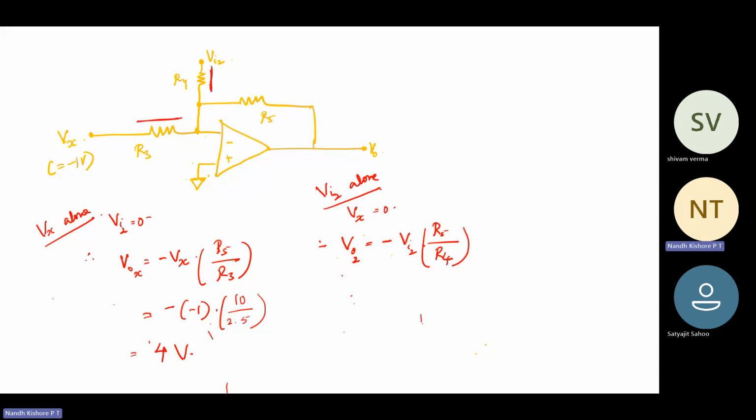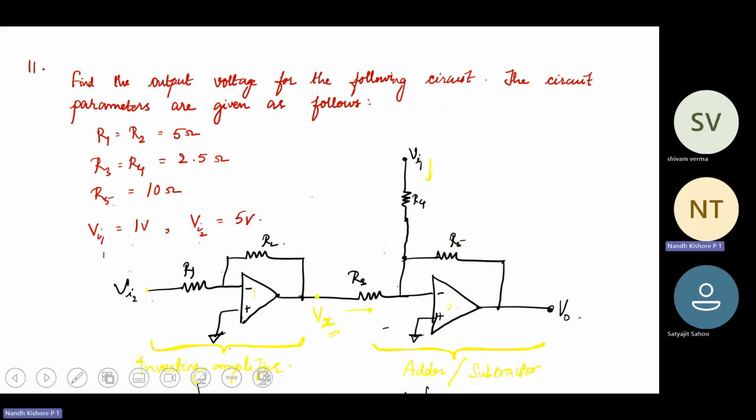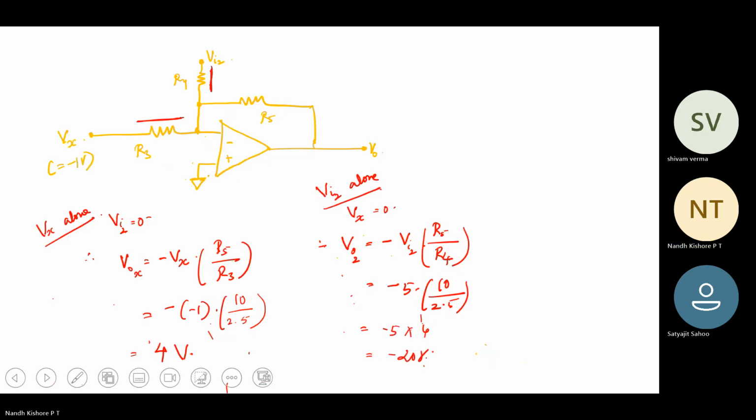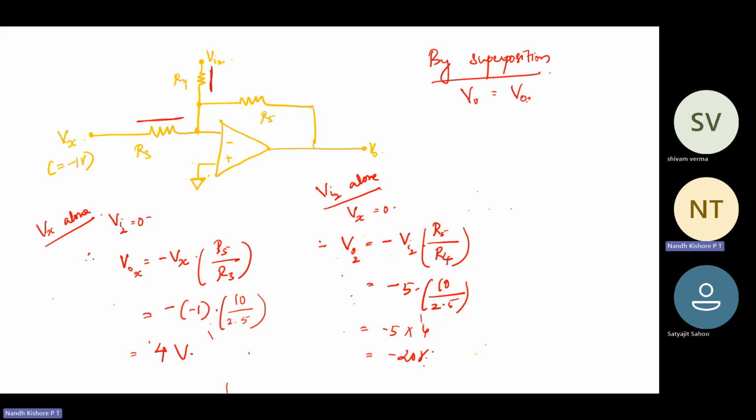From the path of Vx it is R3. So minus, and Vi2 is given as 5 volts, minus 5 into again 10 by 0.5, which would give you minus 5 into 4, which is minus 20 volts. Okay. So by superposition, V naught is equal to V naught X plus V naught 2, that is 4 minus 20, minus 16 volts.